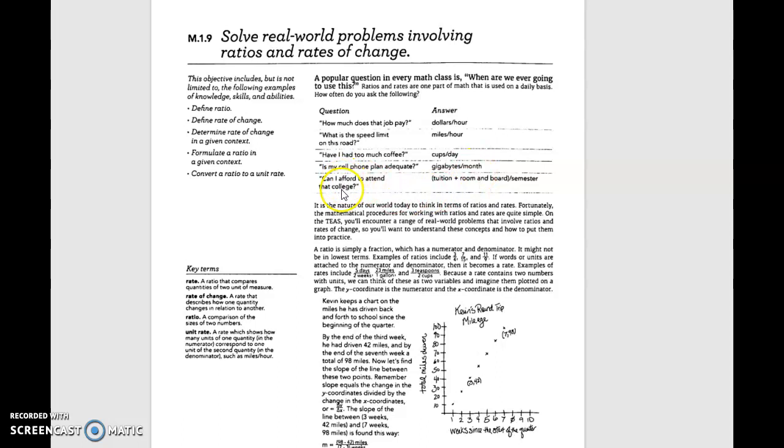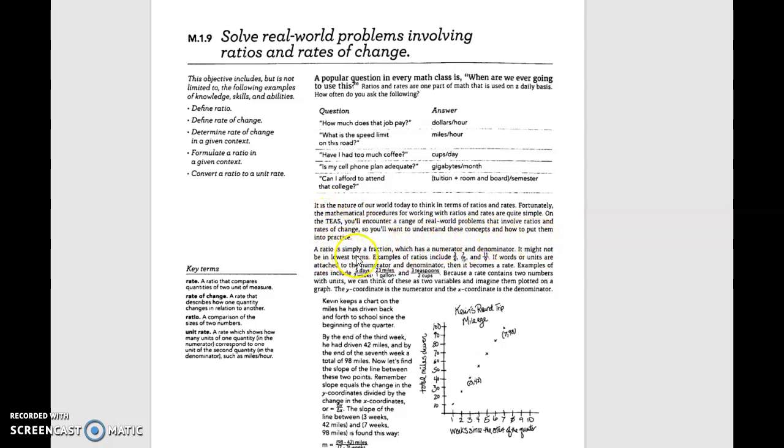Can I afford to go to college? Tuition plus room and board, all that divided by the semester, will give you different rates or ratios. All these things are important things that you need to know how to do. It is the nature of our world today to think in terms of ratios and rates. On the TEAS, you will encounter a range of real-world problems that involve ratios and rates of change, so you'll want to understand these concepts and how to put them into practice.